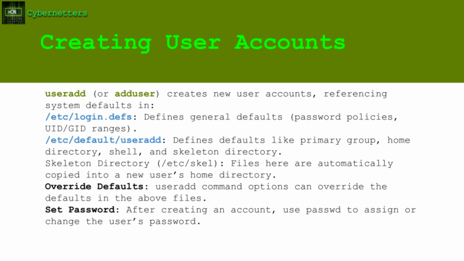/etc/login.defs is the file that defines system-wide policies like password rules and UID/GID ranges. And then you have /etc/default/useradd, which sets defaults like the user's home directory, shell, and primary group. And then you have /etc/skel, which is the skeleton directory, meaning files here are automatically copied into every new user's home directory.